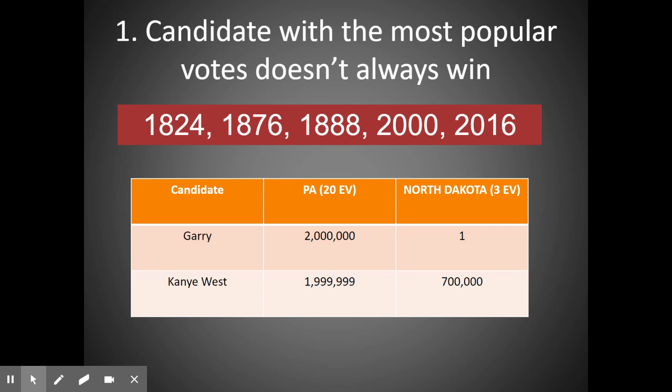This is hard to justify and hard to explain, although all candidates know the rules of the game going into it. So how could this happen? Let's just look at two candidates and a snapshot of two states.